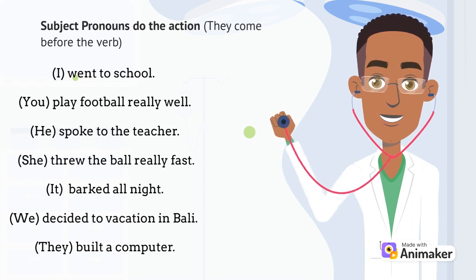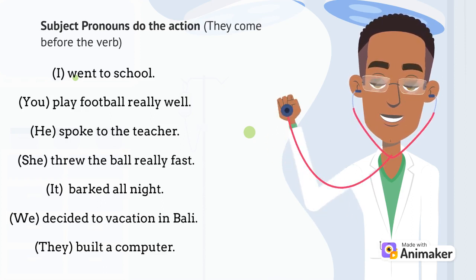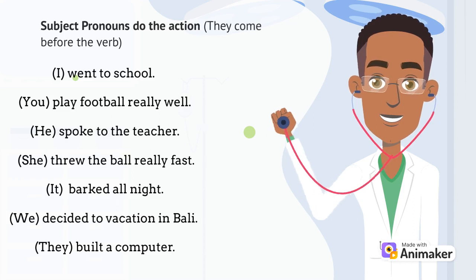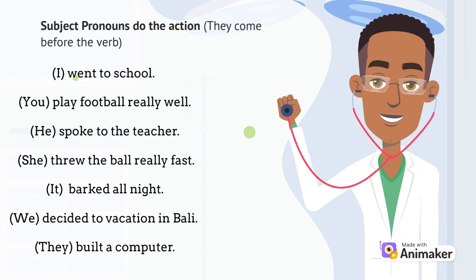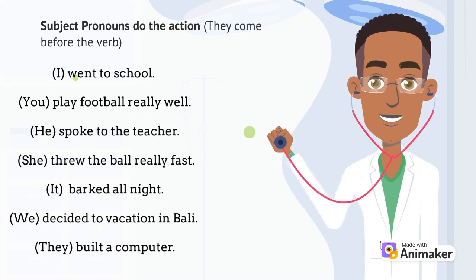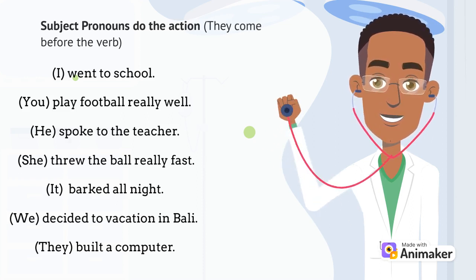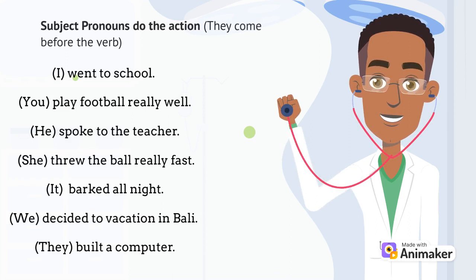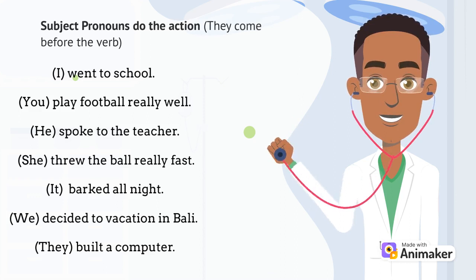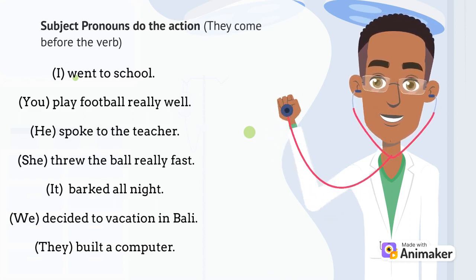First, I went to school. Second, you play football really well. Third, he spoke to the teacher. Fourth, she threw the ball really fast. Fifth, it barked all night. Sixth, we decided to vacation in Bali. And finally, they built a computer. All of these sentences use subject pronouns, and they are the ones that are doing the action.